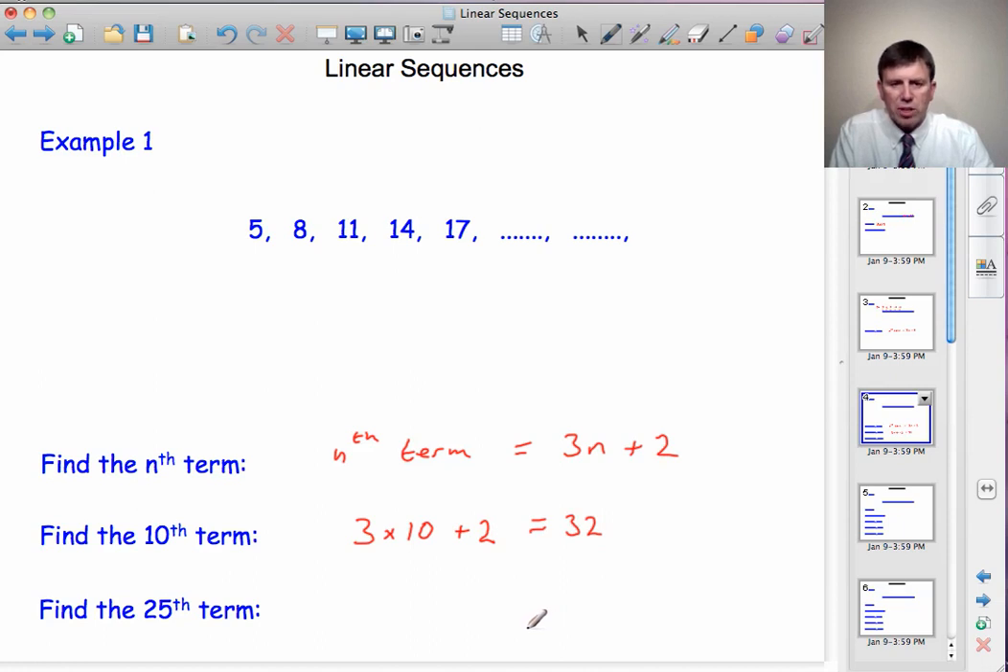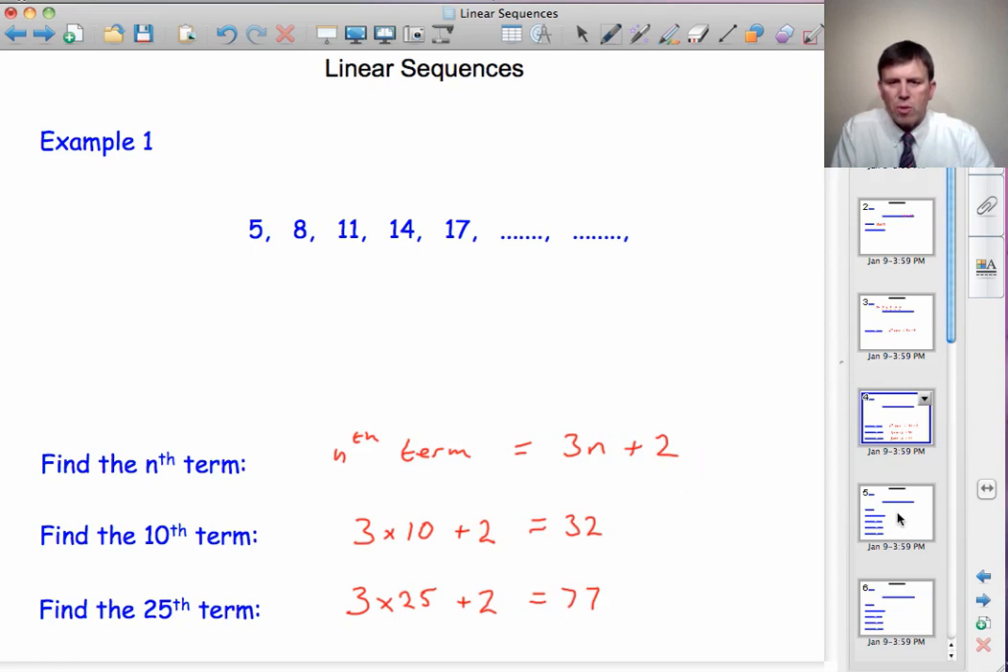Find the 25th term. So we just put n as 25. 3 times 25 plus 2. Well, 3 lots of 25 is 75, and if I add 2, that gives me 77. So I've now found the 25th term using our formula.